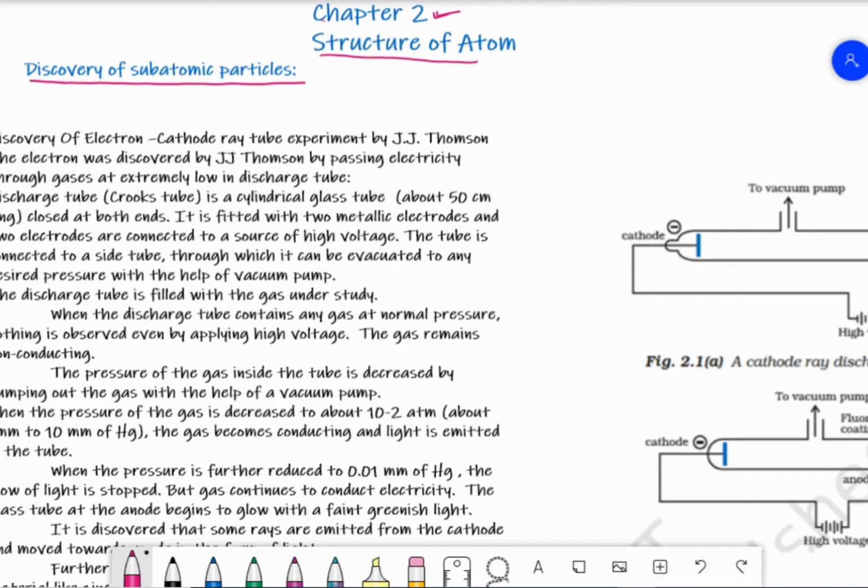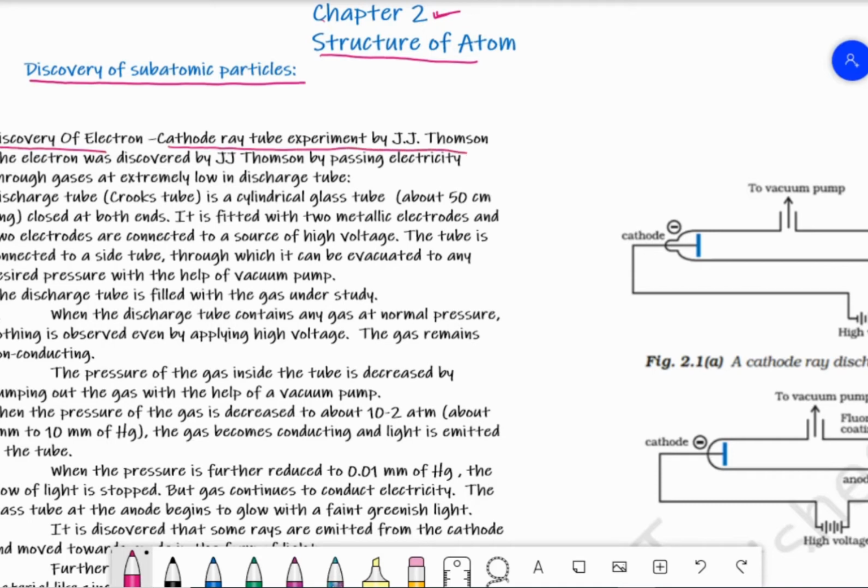So today I'm going to discuss the discovery of the electron done by J.J. Thomson. And as you know, the electron was discovered by J.J. Thomson by using the cathode ray tube experiment.